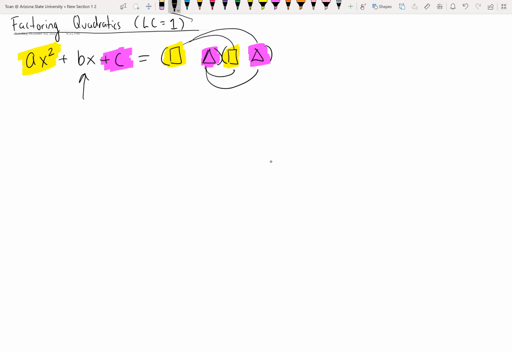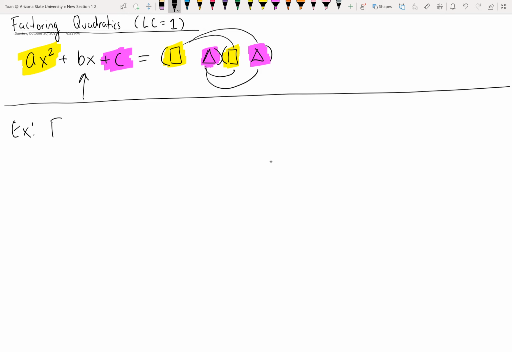We're going to start off with the easy case here. We're going to start off with the leading coefficient equaling 1. We're going to start off with this a not being there, with this a being 1. Because when the leading coefficient is 1, it makes our thought process a little bit easier, because the yellow boxes will always just be a variable. So what are some things that I think about? What are some things I do when it comes to factoring quadratic trinomials?